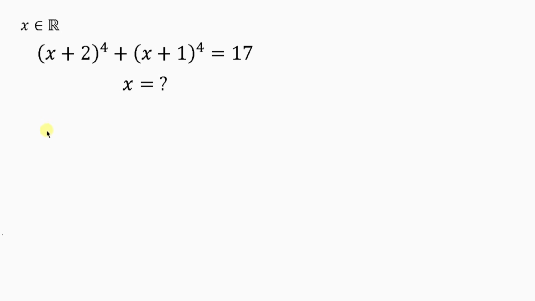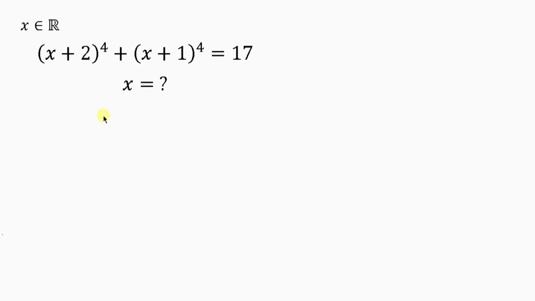Well, we have this nice and beautiful Olympiad question on the board that we're going to be solving. The question says, given that x is a real number such that (x+2)^4 + (x+1)^4 is equal to 17, find the value of x. Well, I'm going to be applying substitution to solve this question.